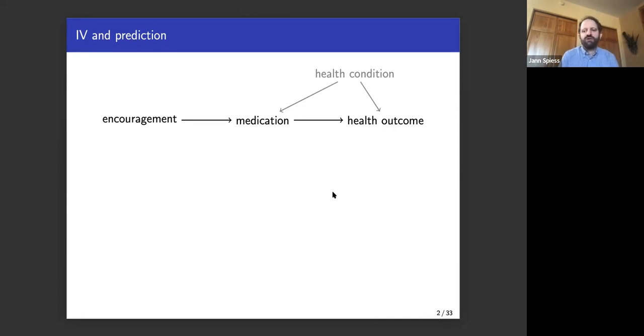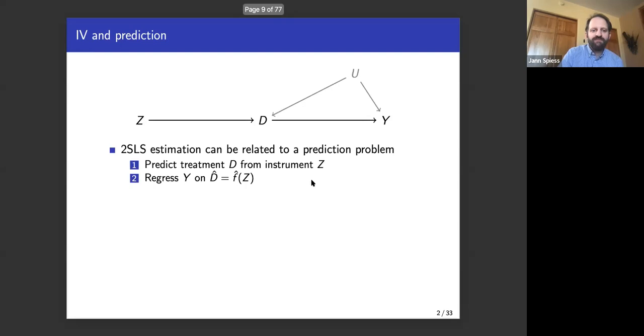Now assume, however, that we have some instrument available. So some encouragement, some nudge that makes it more likely that people take their medication, and that we actually randomize that encouragement so that it is uncorrelated to the underlying health condition. In that case, we can still back out the effect of medication on health outcome among those people who react to the encouragement.